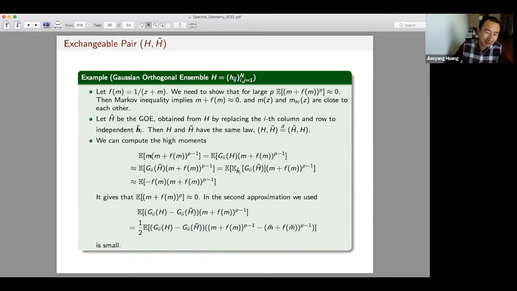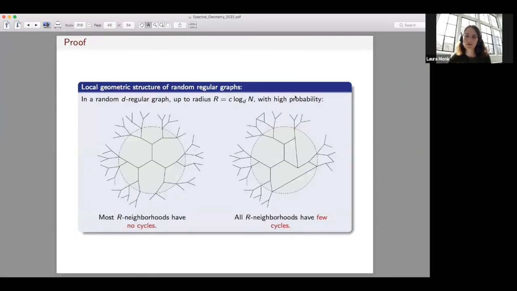and move it to the left-hand side, then we actually get the expectation for the p-th moment of this m plus fm is small. So that's how we get the semicircle distribution, the concentration of the semicircle distribution for the Gaussian or circular ensemble. And for the random regular graph, we will also try to mimic this argument just to show there's some observable, some high moment of it, that is close to zero, so as to get that the empirical measure is close to the Kesten-McKay distribution.